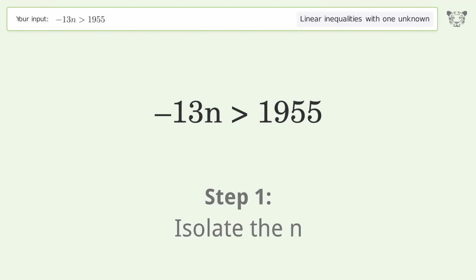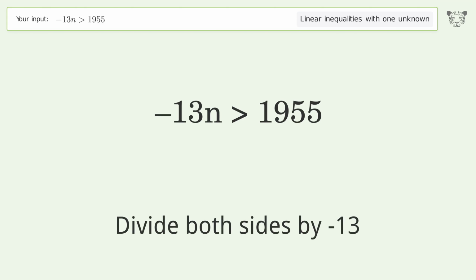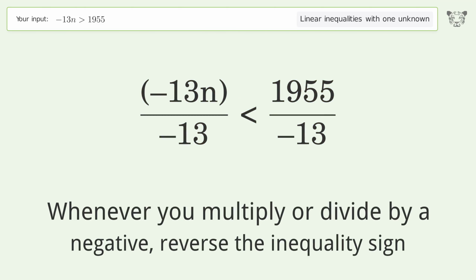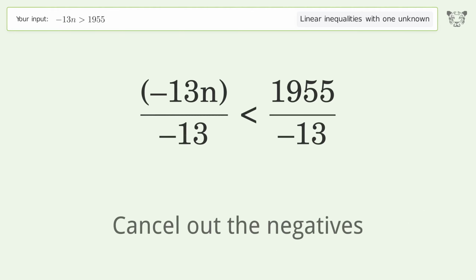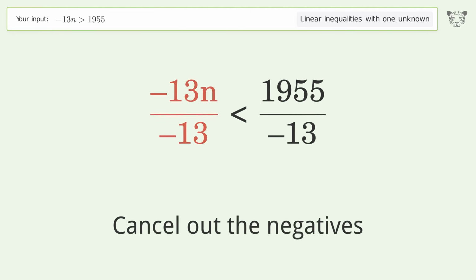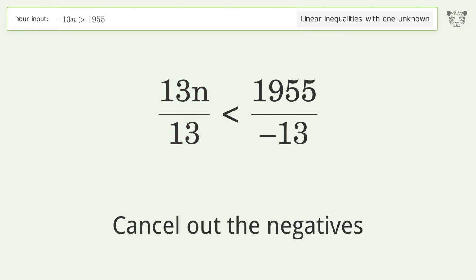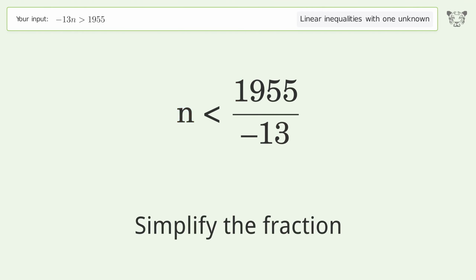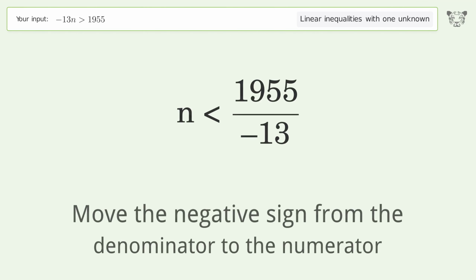Isolate the n. Divide both sides by negative 13. Whenever you multiply or divide by a negative, reverse the inequality sign. Cancel out the negatives. Simplify the fraction. Move the negative sign from the denominator to the numerator.